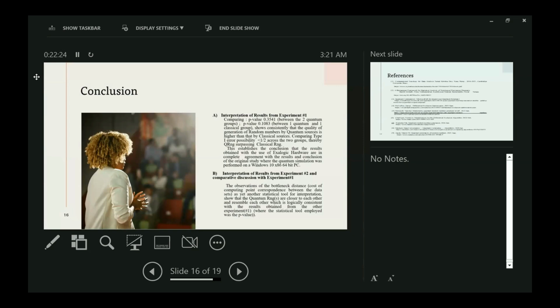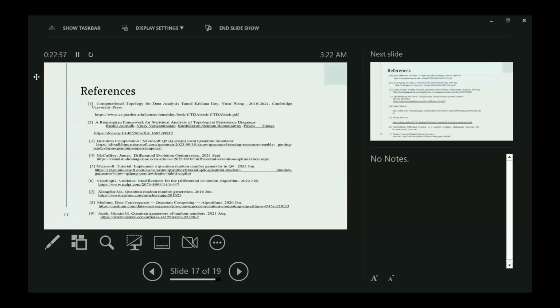Results from experiment 2, the bottleneck distance, again just to summarize: the range of the bottleneck distance obtained for QRNG is half of those obtained for the CRNG. There is a certain extension of this work which I'm evaluating and considering with respect to the topological distances, but that will be further work, and we'll be going from there.